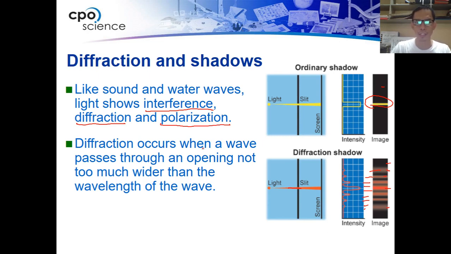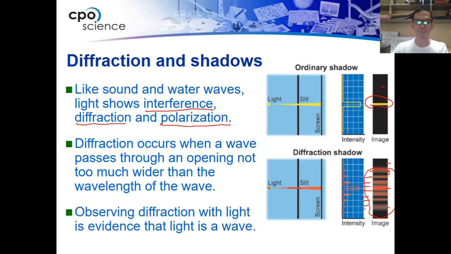Diffraction occurs when a wave passes through an opening not too much wider than the wavelength of the wave. Meaning to say, if an opening is smaller than the wavelength of the light passing through it, the light, or the wave, not only light, will undergo diffraction. It will bend and create an image like the one that we have right here. So that is diffraction. And observing this phenomenon tells us that light is a wave.